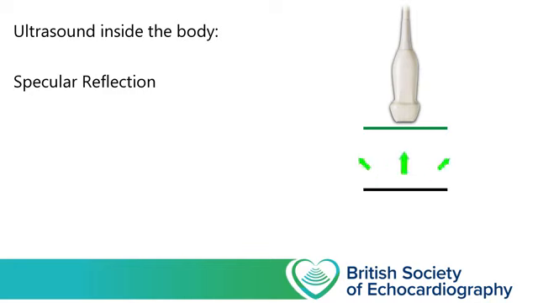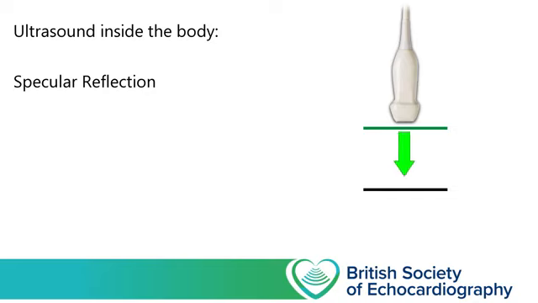The angle of reflection is influenced by the angle of incidence, the angle at which the sound wave strikes the tissue interface. So if you have a reflective structure that's perfectly perpendicular to your ultrasound beam, for example the pericardium posterior to the left ventricle in the parasternal long axis view, and our ultrasound beam strikes this at 90 degrees, then the majority of the energy will be reflected back in the direction from which it came.